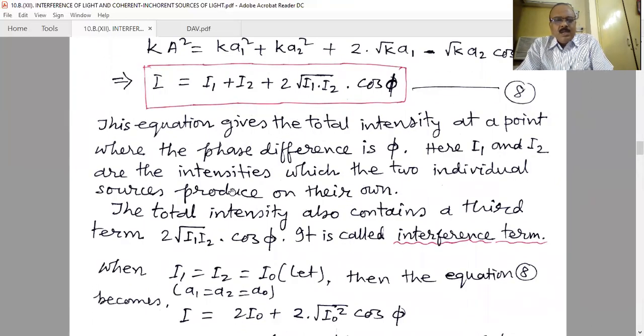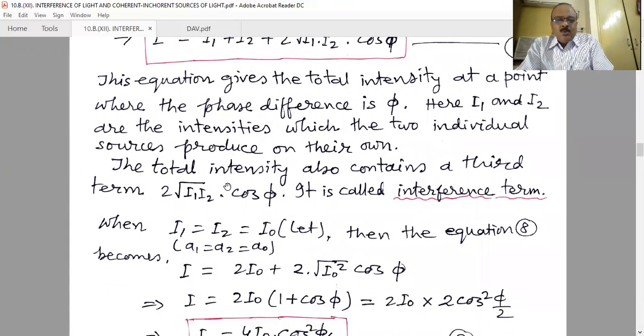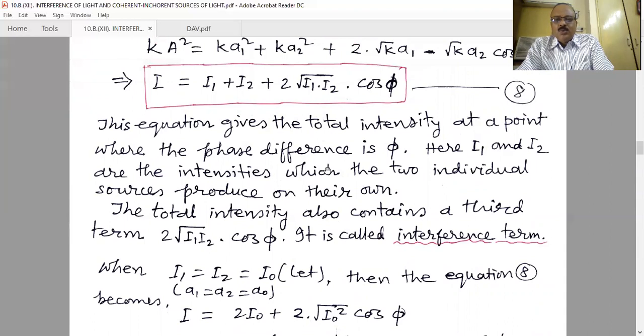Here, I1 and I2 are the intensities which the two individual sources produce on their own. Total intensity also contains a third term, that is 2 root over I1 I2 into cos of phi. It is called the interference term. Why is it so called?